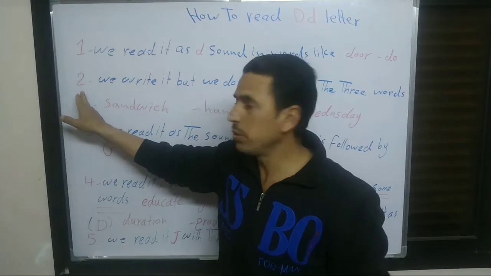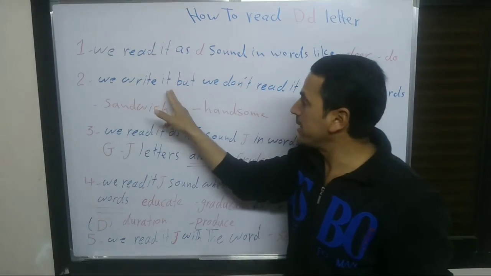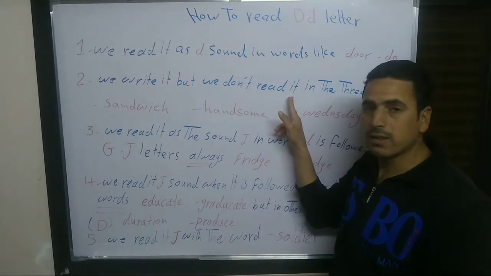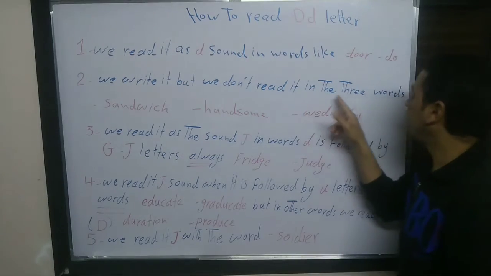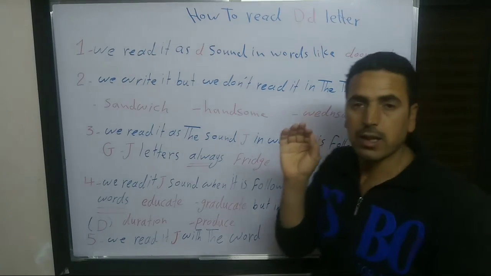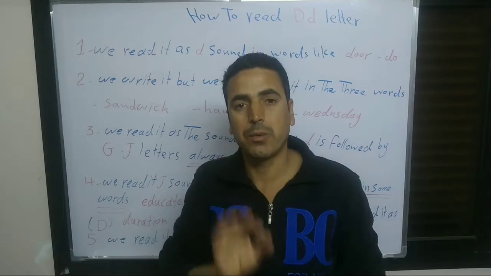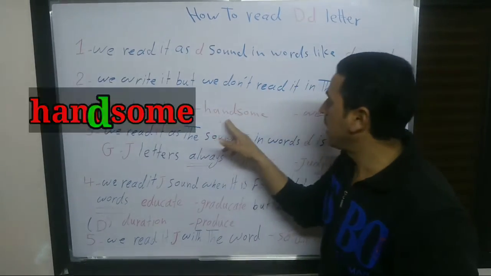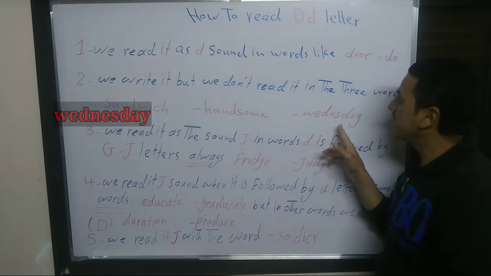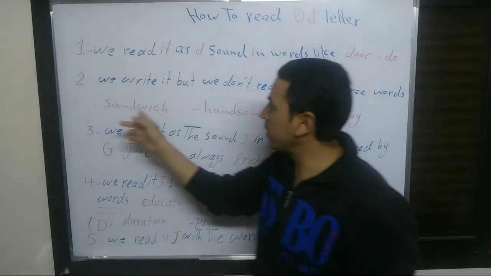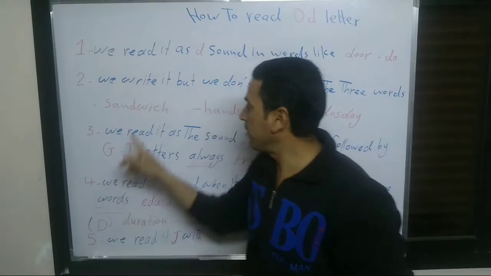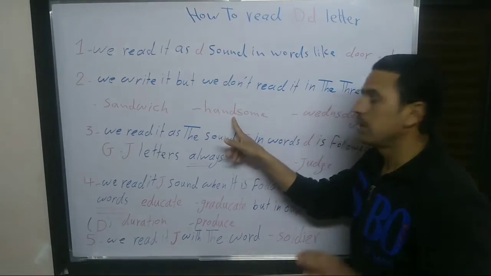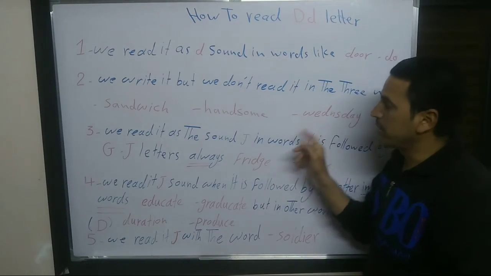In rule 2, we write it, but we don't read it in 3 words. I said 3 words, so they are 3. Sandwich, handsome, Wednesday. In these 3 words, we have the letter D, but it is silent, not spoken.